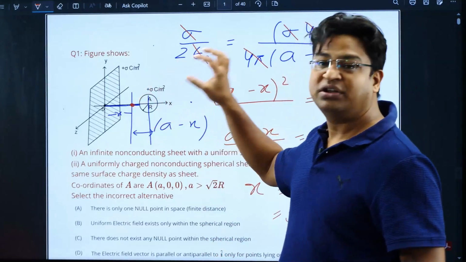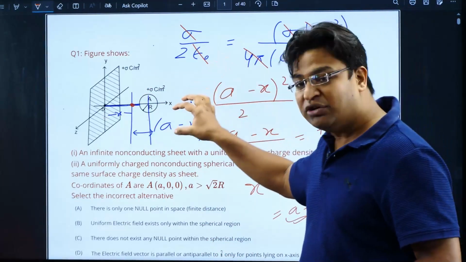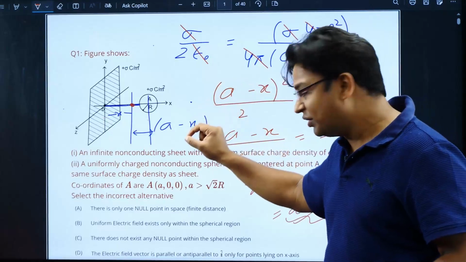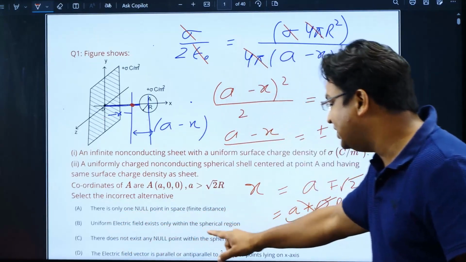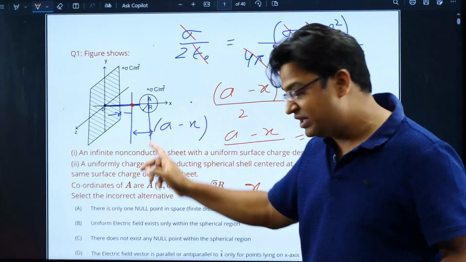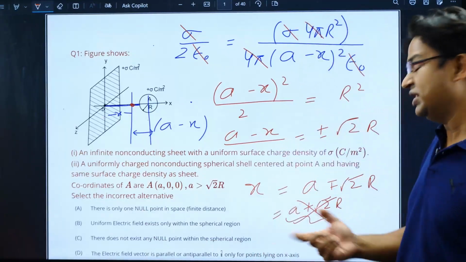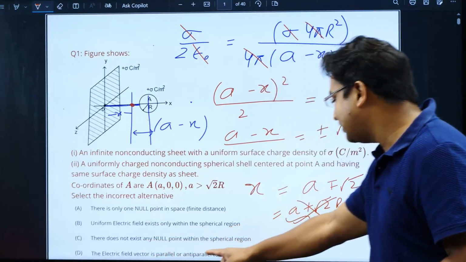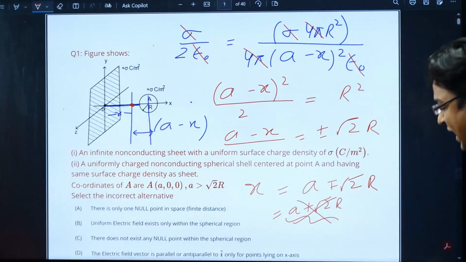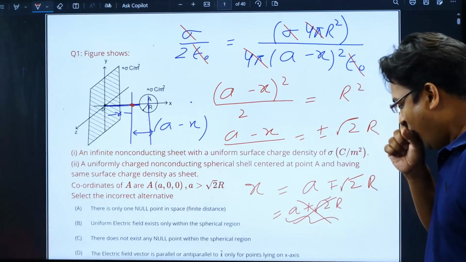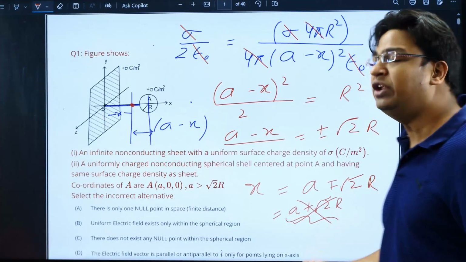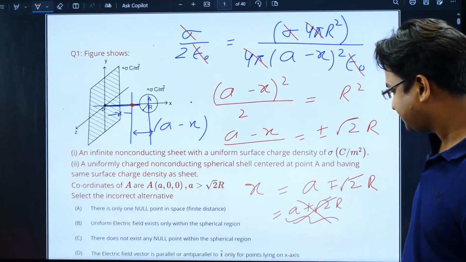Within the spherical region the field is uniform, and the value of that uniform field is sigma by 2 epsilon naught. So there does not exist any null point within the spherical region. Again correct. So A, B, C are correct. D has to be the incorrect one. D has to be the answer. Let's check. The electric field vector is parallel or anti-parallel to i cap only for points lying on the x-axis.